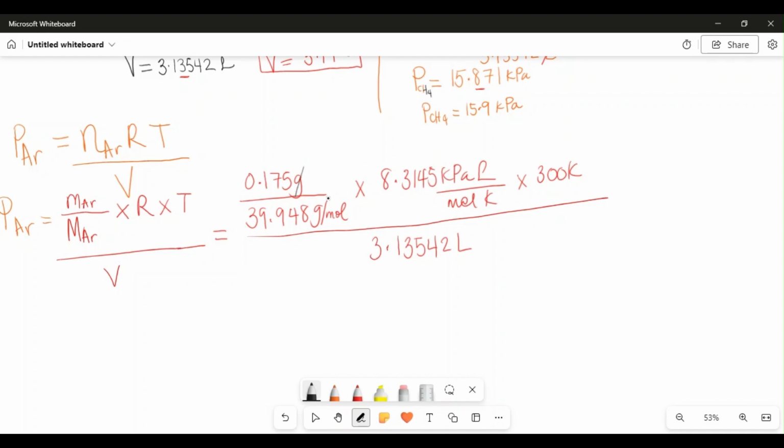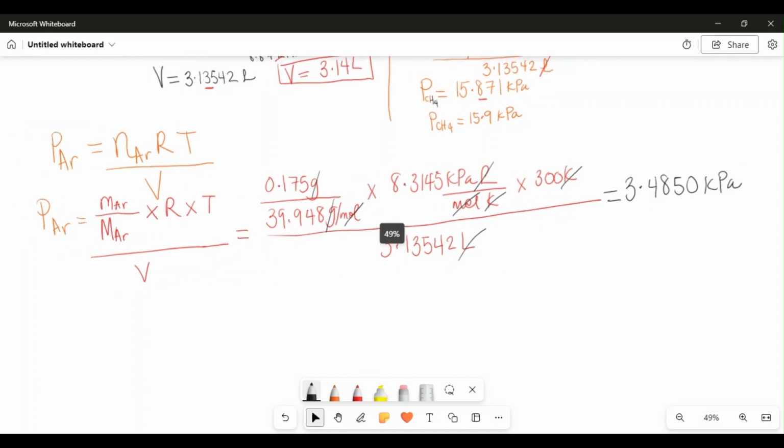So you cancel grams, mole, Kelvin, and liters. You input all of this information into the calculator, and what you end up with is 3.4850 kilopascal. So that is what you get as the pressure of argon.